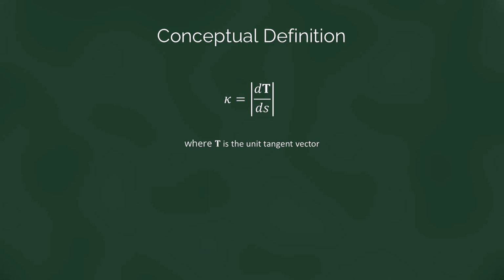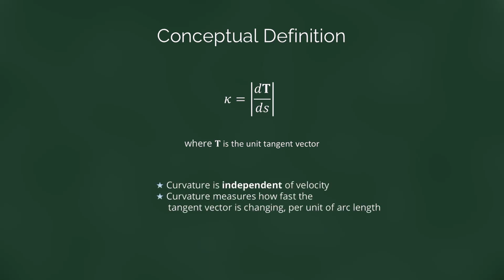We rely on the parameter s here because the curvature should not depend at all on the velocity with which we traverse the path. Think again of the example mentioned previously. Whether we traverse the circumference of the Earth in a boat or a plane, the curvature of the Earth doesn't change. Only the speed with which we get around the Earth changes. This definition guarantees that curvature is independent of velocity and that curvature is measuring how fast the tangent vector is changing per unit of arc length.